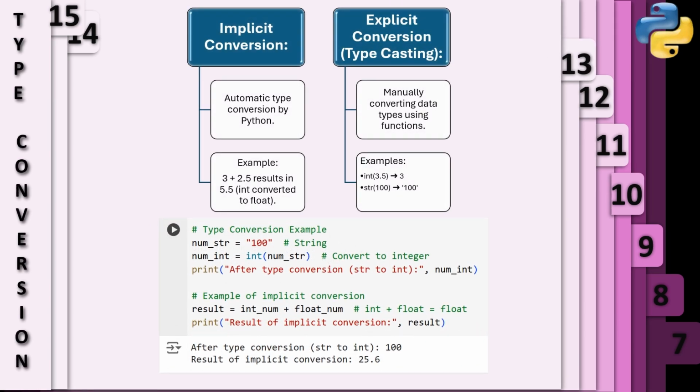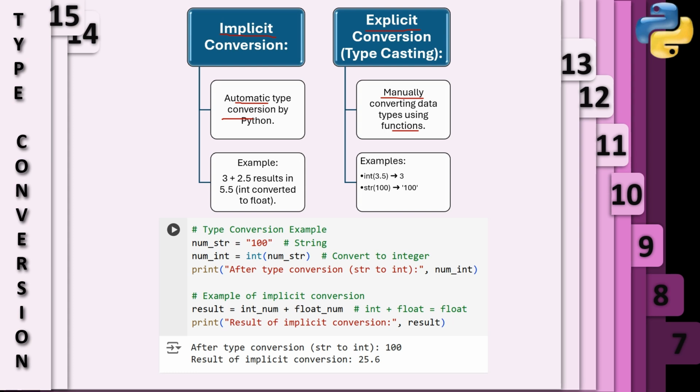Type conversion is the process of converting one data type to another data type. There are two main types of conversion: implicit conversion and explicit conversion. Implicit conversion is an automatic type conversion done by Python, whereas in explicit conversion we manually convert the data type using functions. Implicit conversion is done by the interpreter to prevent data loss.